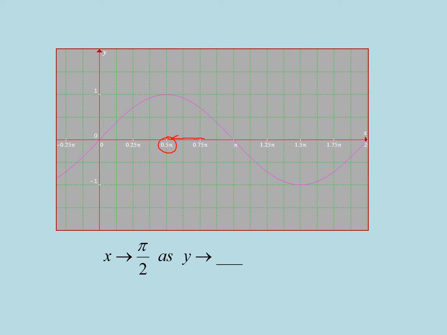Let's let the x values approach pi over 2 from the right and look at those y values. Okay, there are the y values approaching. Looks like it's approaching 1. As x approaches pi over 2 from the left, let's look at the y values. The y values would be approaching 1 also. So we could state x approaches pi over 2 as y approaches 1.